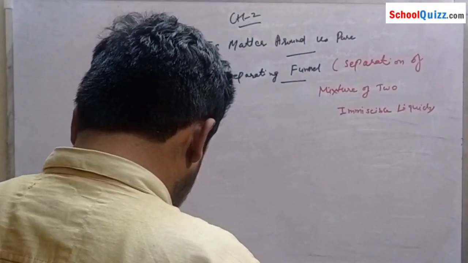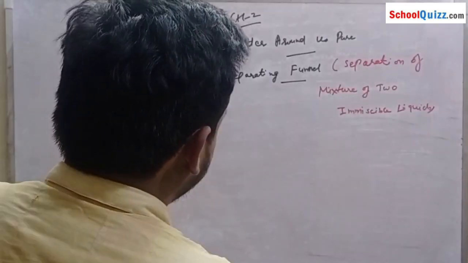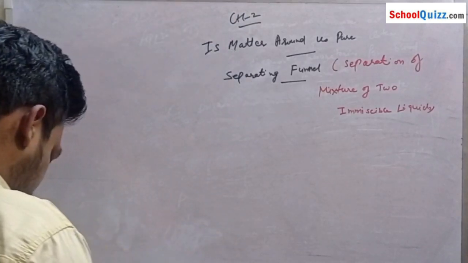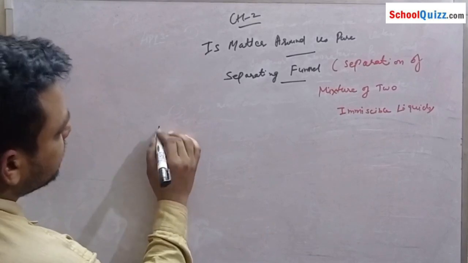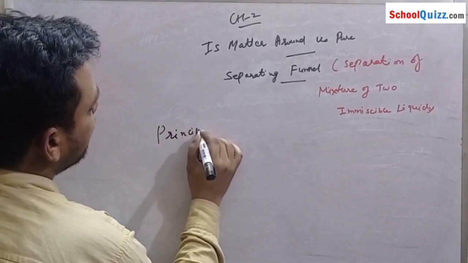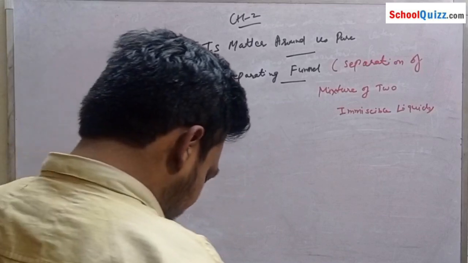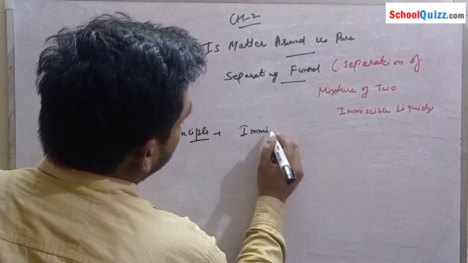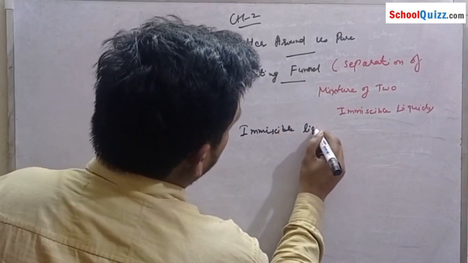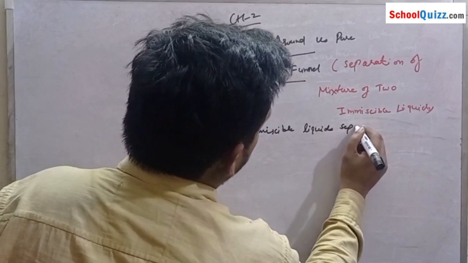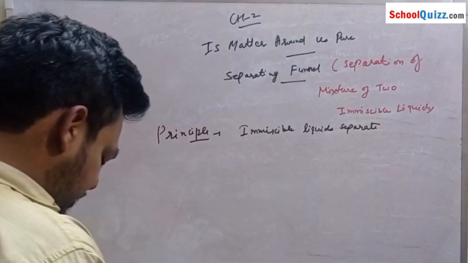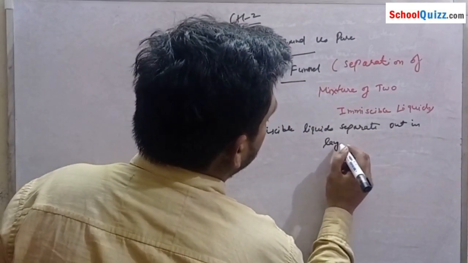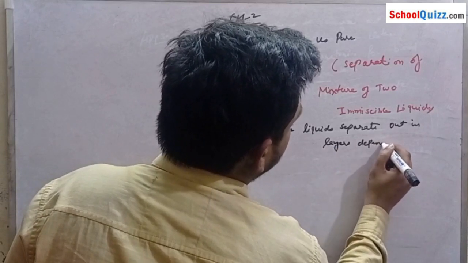We can write it as: this method is used to separate a mixture of two immiscible liquids. This method is based on the principle that immiscible liquids separate out in layers depending upon their densities.